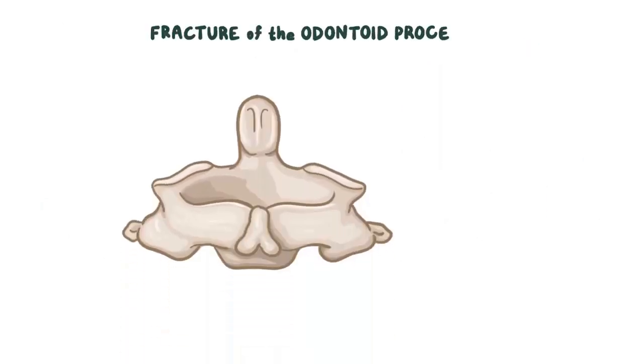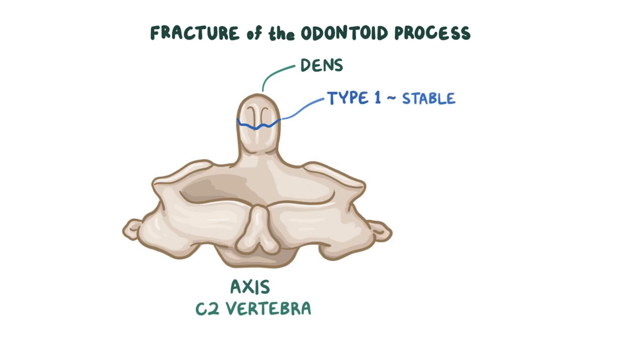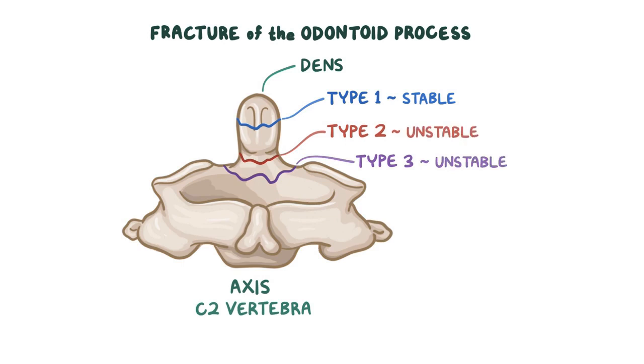Another hyperflexion injury is fracture of the odontoid process, also called the dens, which is a small bony protuberance projecting from the axis, or the C2 vertebrae. Odontoid fractures are classified into 3 types, depending on the location. Type 1 is actually a stable fracture, and extends to the tip of the odontoid process. Type 2 extends to the base of the odontoid process, whereas Type 3 extends to the vertebral body, and both are unstable.